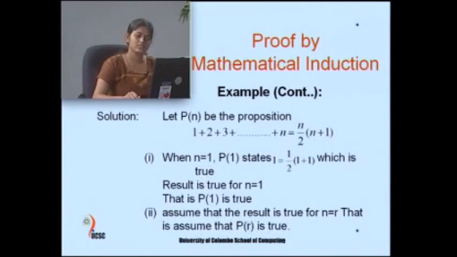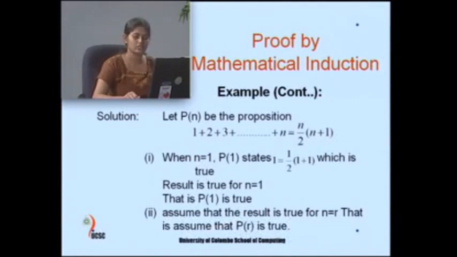Let us see the solution. Say P(n) is the summation of n, which is equal to n upon 2 into n plus 1. We should prove this one. So when n is equal to 1, P(1) states 1 is equal to half into 1 plus 1, which is true because half into 1 plus 1 is going to be 1. Then we can say P(1) is true. The result is true for n is equal to 1.